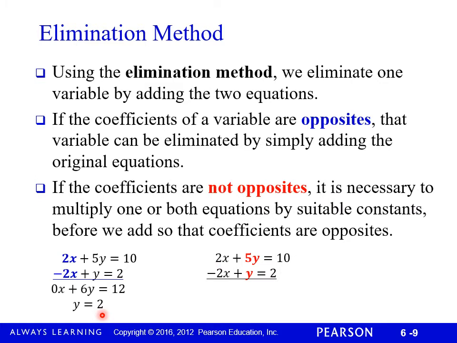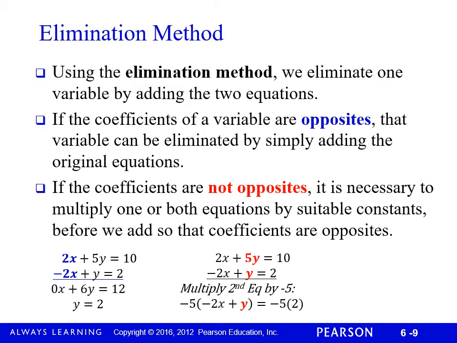These can be more complicated. If the coefficients are not opposites, it is necessary to multiply one or both equations by suitable constants before we add, so the coefficients are opposites. So using this same equation, assuming we wanted to get rid of the y coefficient, the y variable, notice if we multiplied the second equation by negative 5, then we'd have plus 5y and minus 5y. So let's try that. Now this means that we multiply both sides of the equation by negative 5.